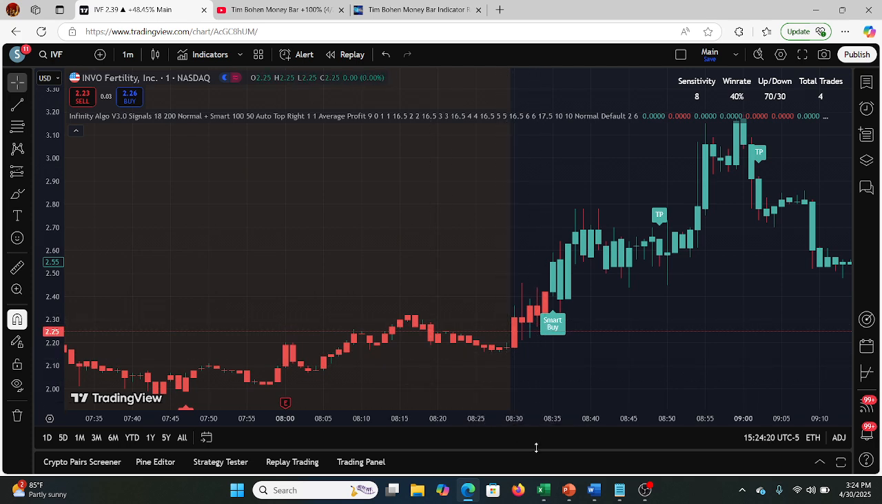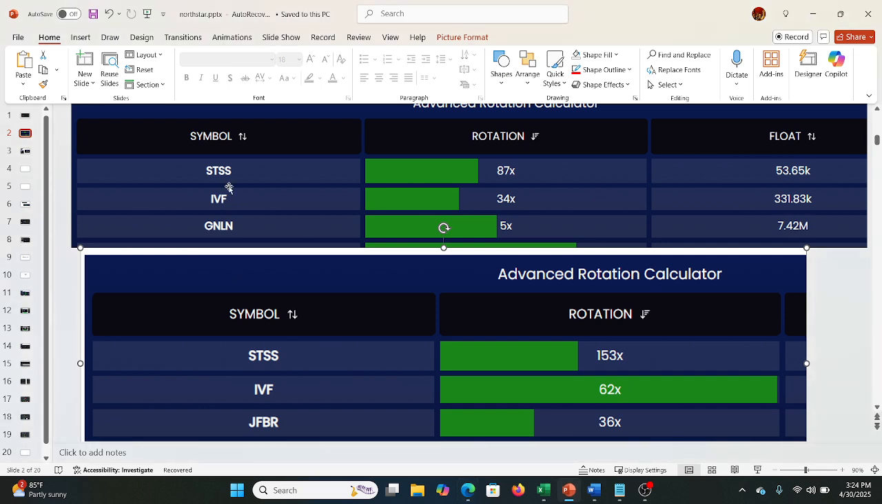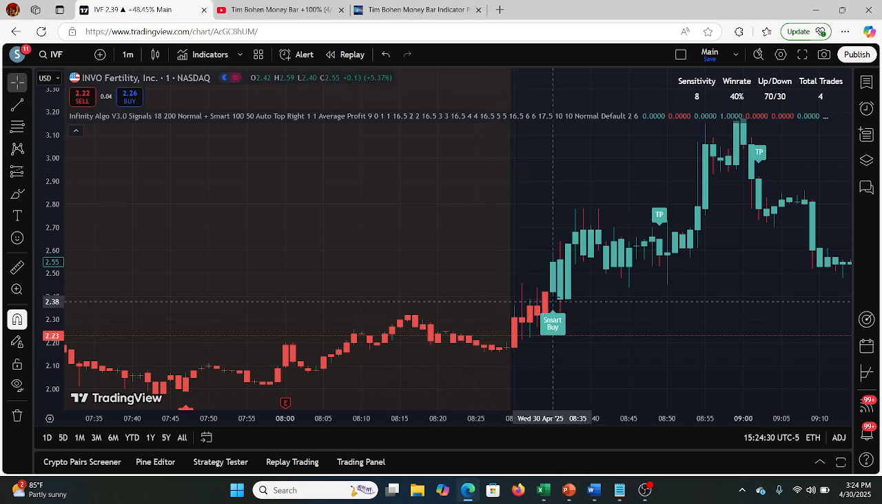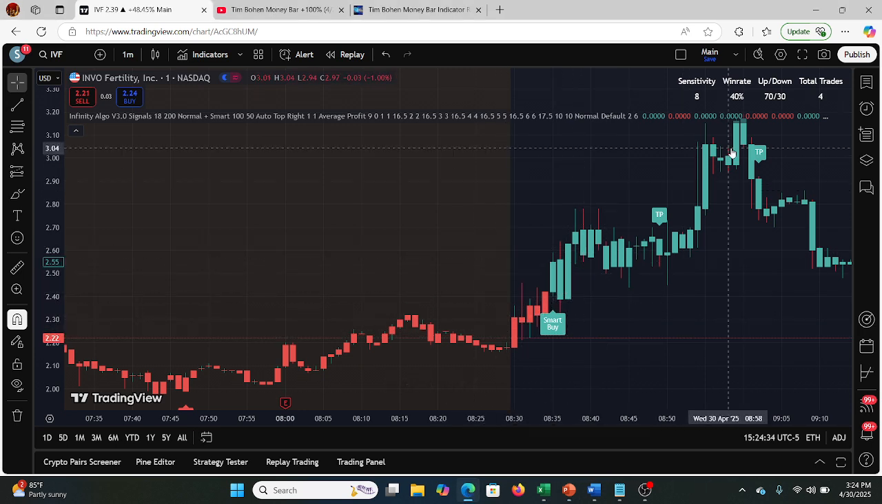So one thing you can do is just use the Money Bar indicator to find the short list of stocks, and then use Infinity Algo to give you that confirmation of when to buy and even when to get out. You can take some profit here and take some profit here.